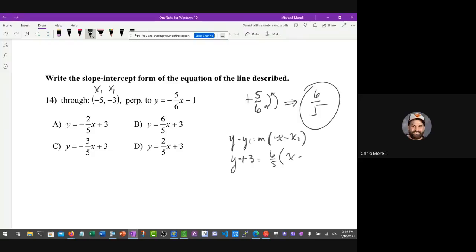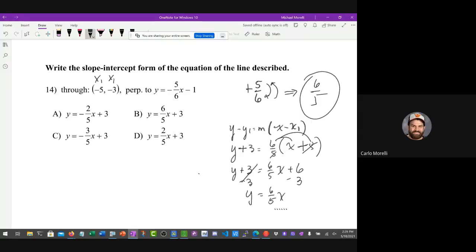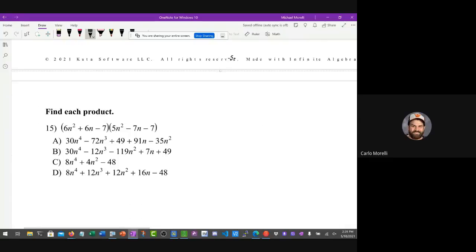X minus x1, that's x minus negative 5, another double negative that can be positive. You're going to distribute 6/5, so you have y plus 3 equals 6/5 x. These 5's will cancel, plus 6. Subtract 3 from both sides. You have y equals 6/5 x plus 3. B.